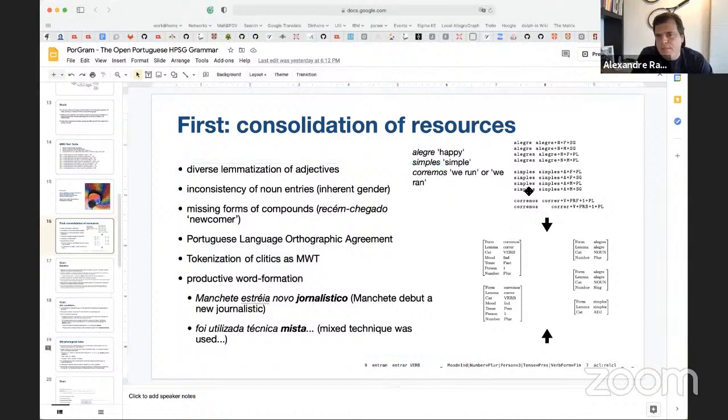Here I'm showing just examples of our dictionary, the way that our full form dictionary is encoded. So we have the inflected forms, we have the lemma, and we have the tags. So here, for example, "alegre" means happy, "simples" means simple, and "corremos" is "we run" or "we ran," right? Here "simples" is an example of an adjective that doesn't inflect in number, not even in gender. But we have cases where we have inflection in number, but not in gender.